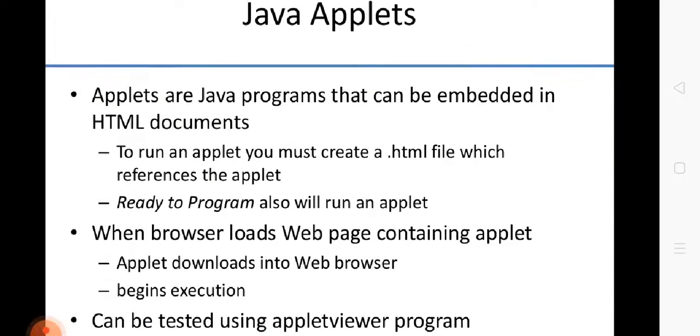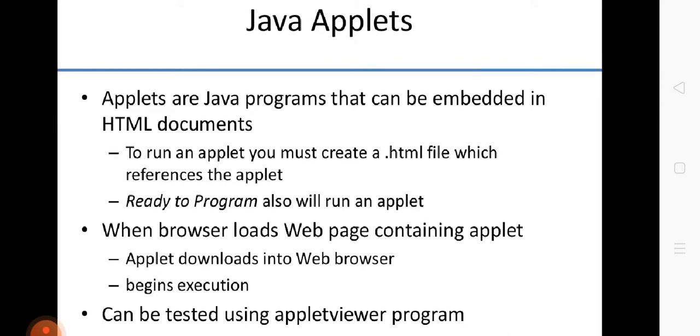Okay, what are Java applets now? How can we create them? Applets are Java programs that can be embedded in an HTML document. Okay, whenever you are creating your web pages by using an HTML document, HTML is hypertext markup language. We know that with the help of this HTML we can create our web pages. Now you can embed the applet program or the applet code in the HTML document.